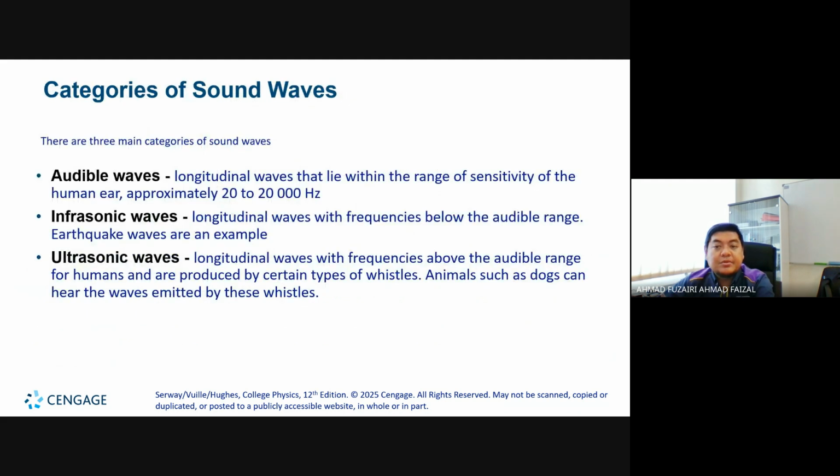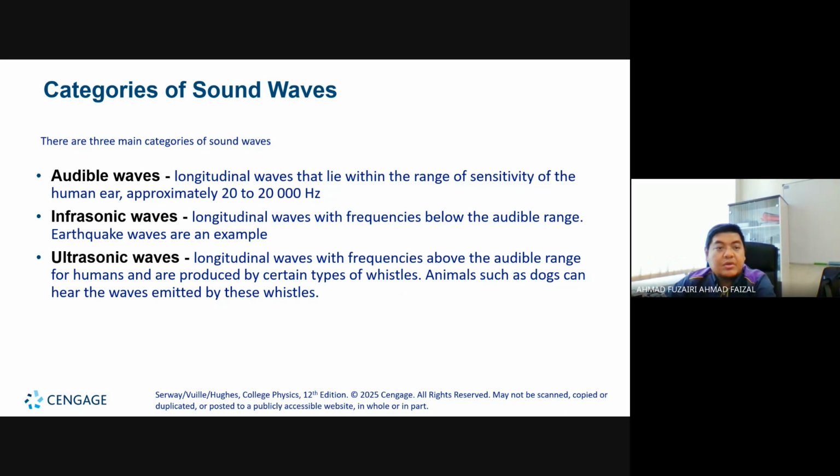There are three categories of sound wave. First, we have the audible wave, which is a longitudinal wave that lies within the range of sensitivity of the human ear, approximately 20 to 20,000 hertz. That means we can hear it as human beings. That is the range of frequency in which humans can hear the wave, so we can actually hear the sounds.